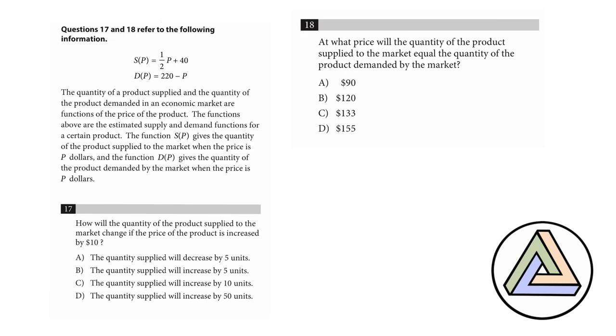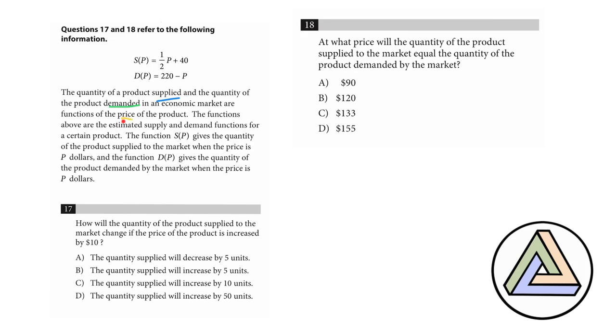Okay. Questions 17 and 18 refer to the following information. Okay, the quantity of a product supplied and the quantity of a product demanded in an economic market are functions of the price of the product. Okay, so when they say that, don't get thrown off by that. That basically means that the supply and demand depend on the price. That's what they mean by that.